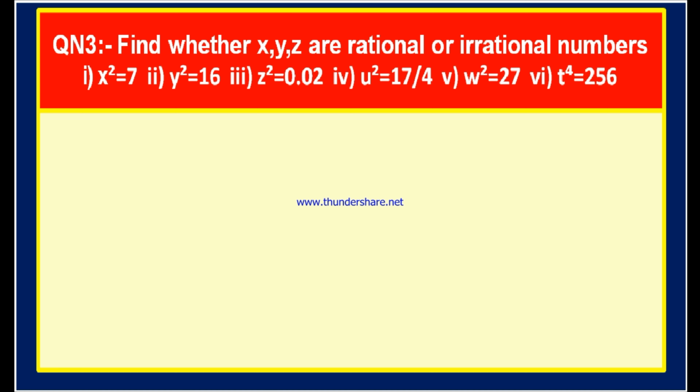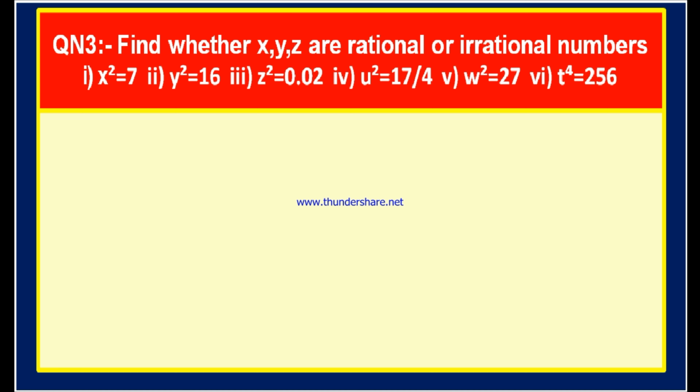If we observe the first bit, x square is equal to 7. Second bit y square is equal to 16. Third bit z square is equal to 0.02. Fourth bit u square is equal to 17 by 4. Fifth bit w square is equal to 27. And sixth bit t power 4 is equal to 256.